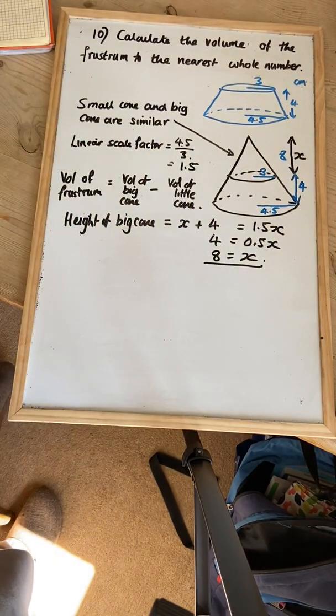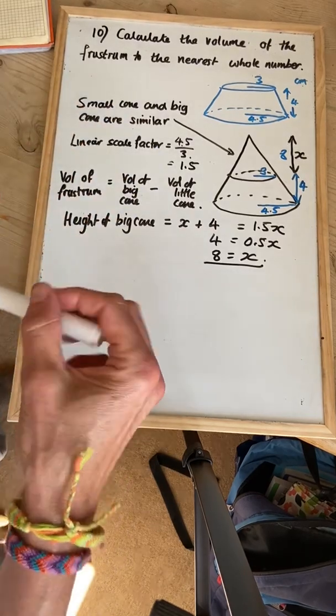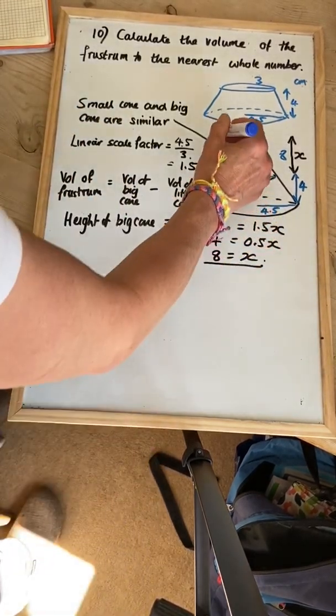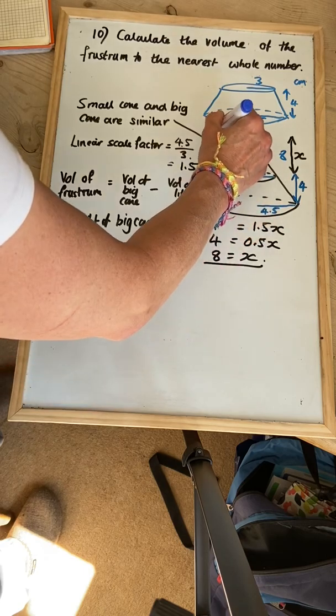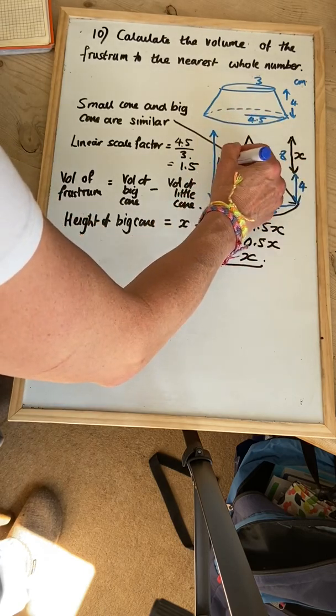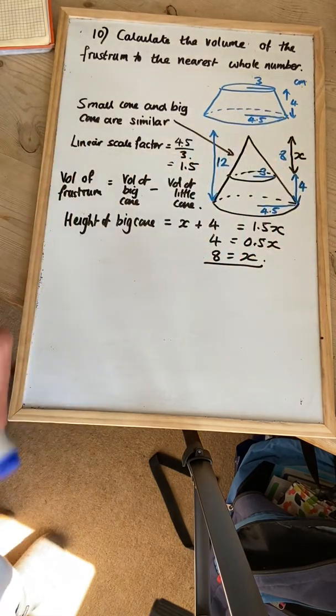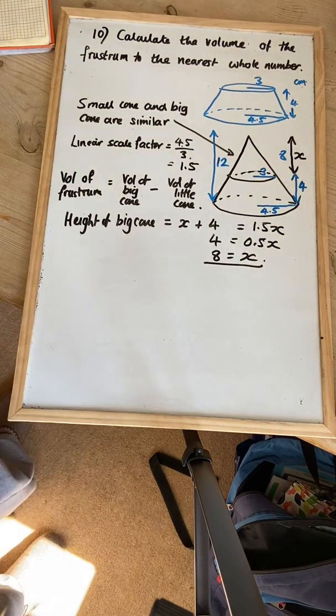So I've now got a height for the overall big cone. The overall big cone height is 8 plus 4, which is 12. I know the height for my little one is 8. I've now got all that I need in order to be able to calculate the volume of my frustrum.